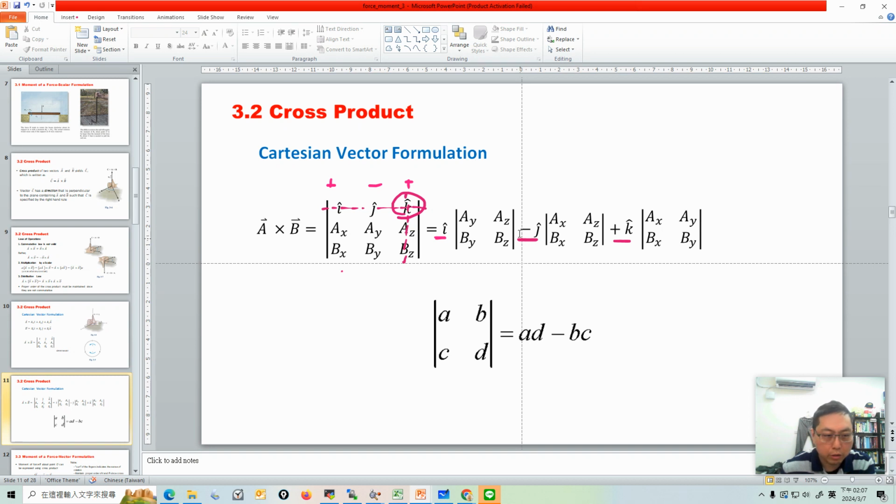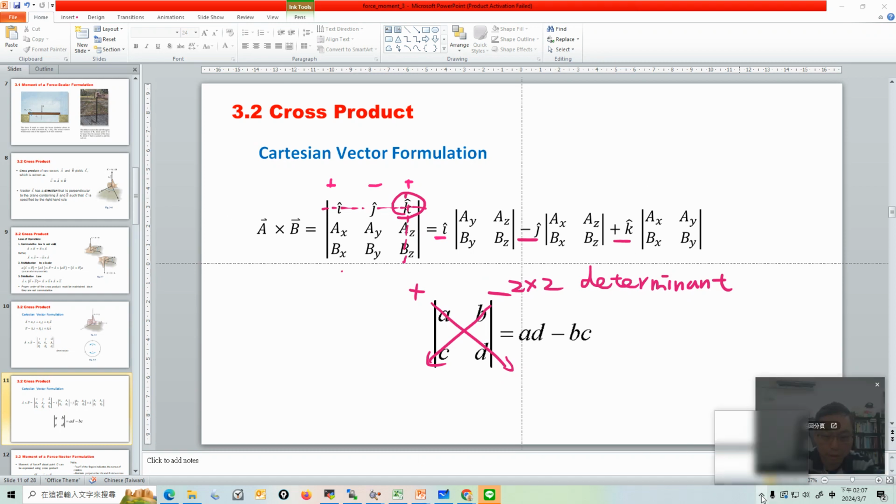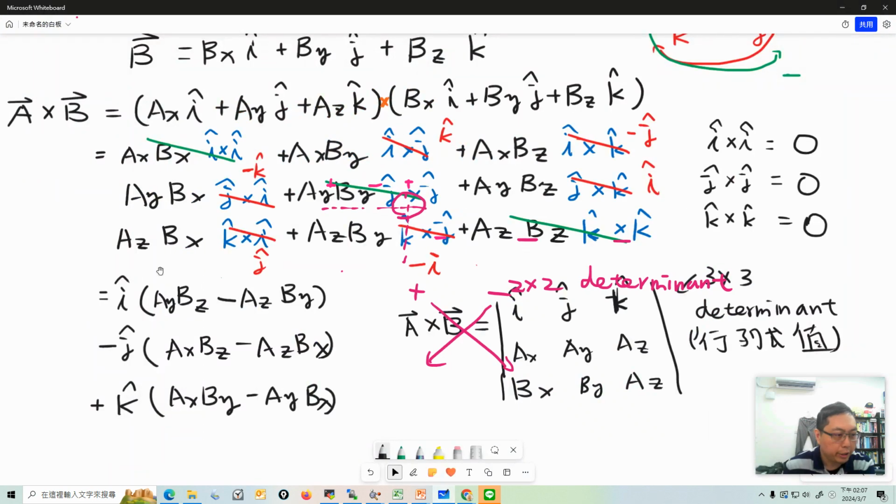This becomes a 2 by 2 determinant, which is very easy to calculate. I write the example here. For a 2 by 2 determinant with entries A, B, C, D, it becomes AD minus BC, a very simple rule for determinant calculation. So you just expand this, do the 2 by 2 determinant calculation, and you will get the same result as this very complicated formula.